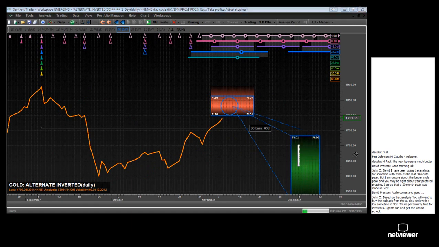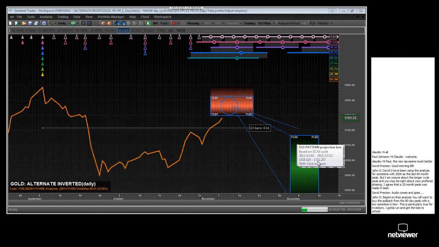John, based on that analysis, you will want to buy the pullback from the 80-day peak with a low sometime in November. This is particularly true for investors. I got to run and get the kids from school. Great. Okay. Thanks, John. Let me turn off the FLDs and show you what John was saying there.